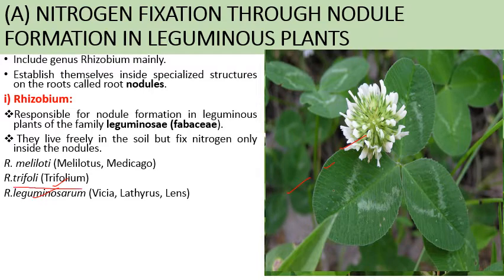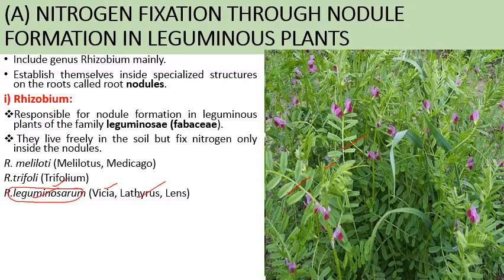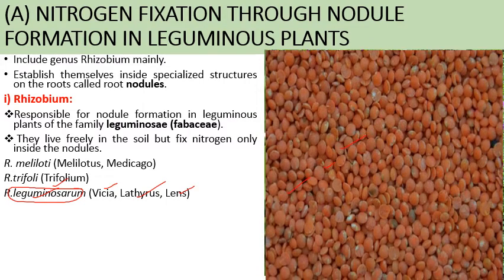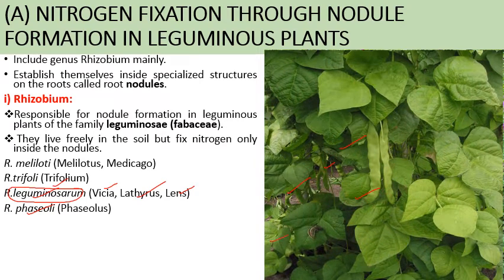Next, Rhizobium leguminosarum, which is the most common species of Rhizobium. It forms association with Vicia. Then Lathyrus, which is sweet pea, and Lens, that is Lens culinaris. These are the seeds of Lens culinaris. तो इनके साथ association show करता है Rhizobium leguminosarum. Then we have Rhizobium phaseoli, which shows association with Phaseolus. This is the photograph which shows Phaseolus.